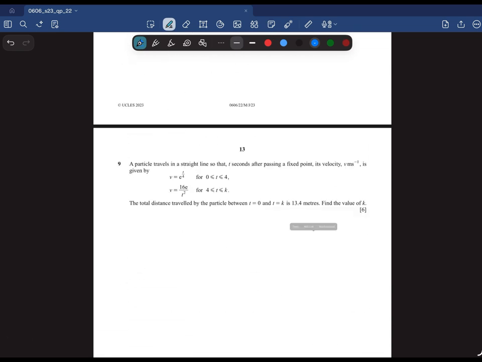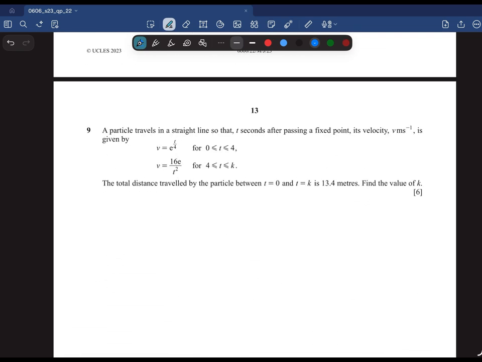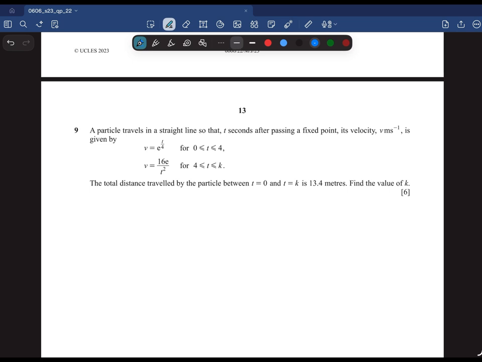Alright. Kinematics. A particle travels in a straight line so that t seconds after passing a fixed point, its velocity v ms inverse is given by these two equations. The total distance traveled by the particle between 0 and k is 13.4 meters. Find the value of k.